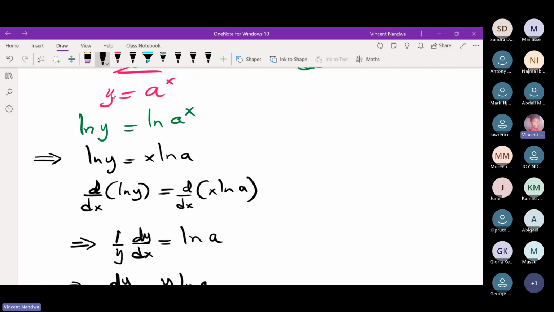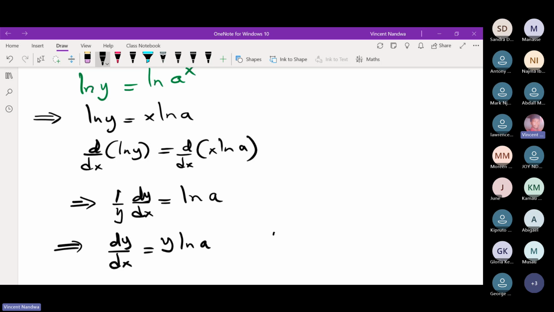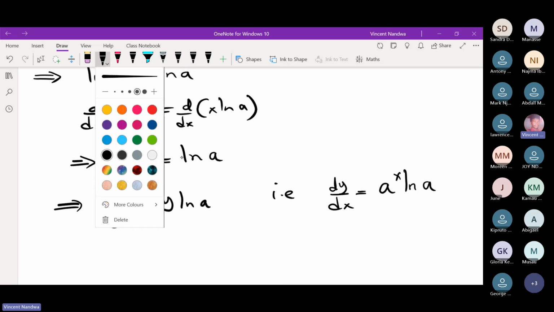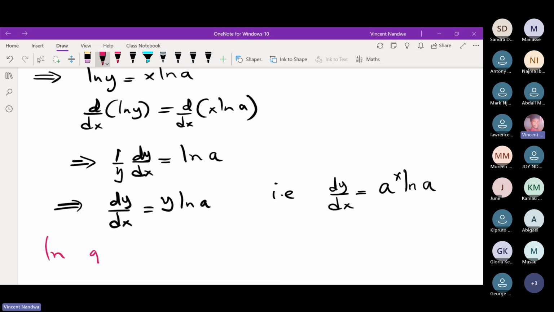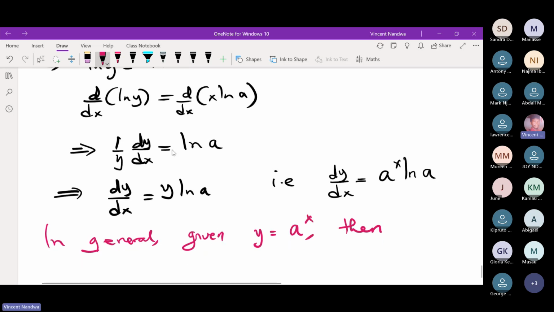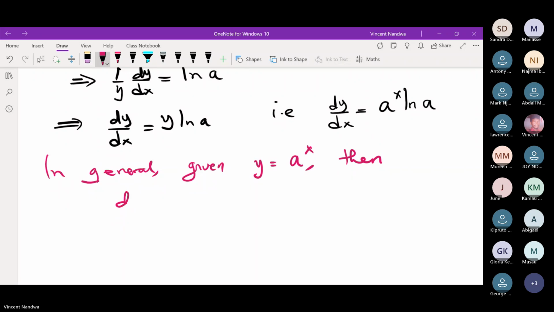But we know that y itself is a power x. So dy dx will be given by a power x ln of a. So we also make a generalization that given y is a power x, then dy dx is given by a power x ln of a.